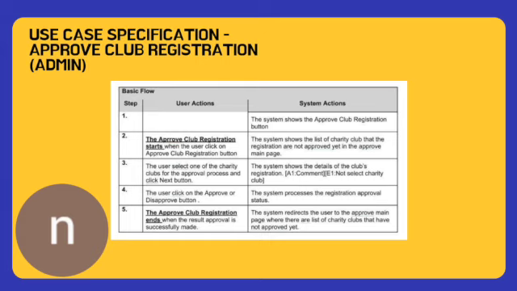The system shows the details of the club's registration, and this system action has one alternative, which is comment, and E1 extension 1, not select charity club. The next step is the user clicks on the approve or disapprove button. The system will process the registration approval status, and the approved club registration ends when the approval result is successfully made. The system will direct the user to the approved main page where there are lists of charity clubs that have not been approved yet.